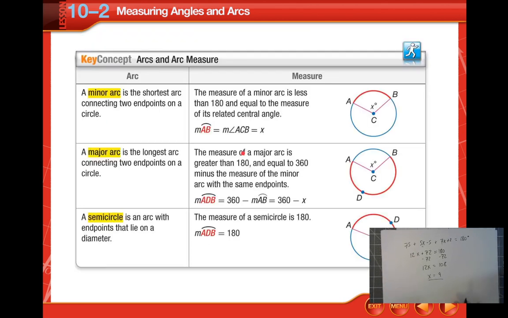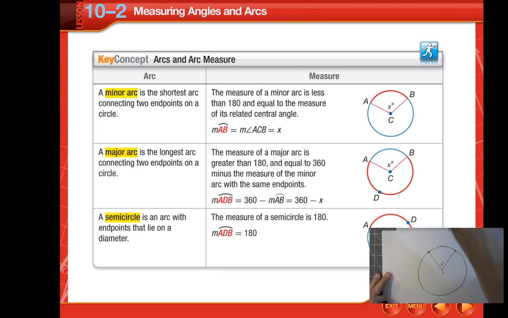We have new vocab words: major arc, minor arc, and semicircle. You know what a semicircle is, so I won't spend too much time talking about it, but we'll talk about major and minor arcs. We have a circle, and we'll put an angle inside of it. So there's our circle with our center, and we have something like this. We'll call that x degrees. This is circle C.